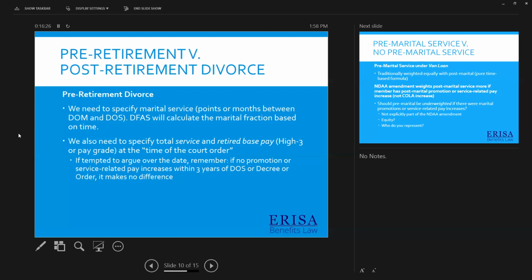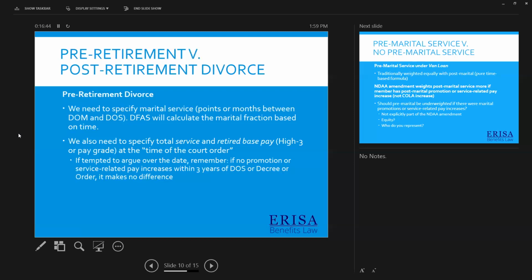With that information, DFAS will calculate what that time-based marital fraction is. So we're all good there. Then we also have to specify to DFAS in our order the total service and the retired base pay at the time of the court order.